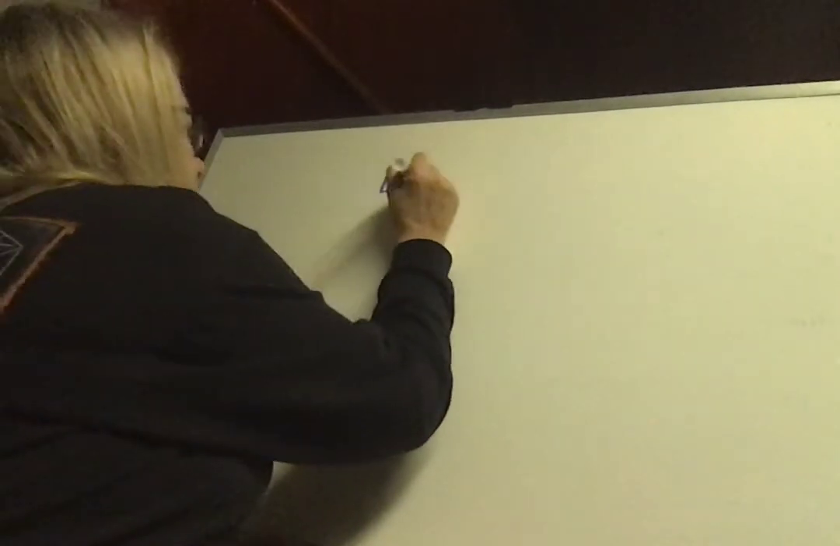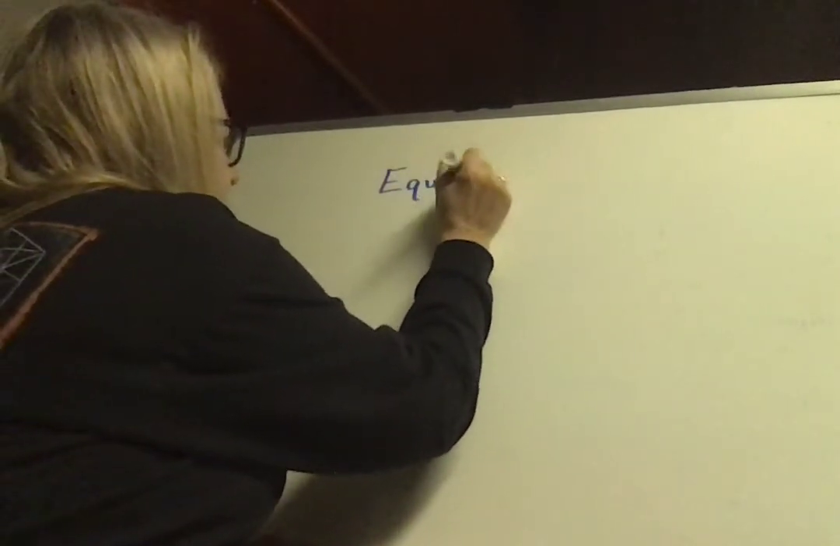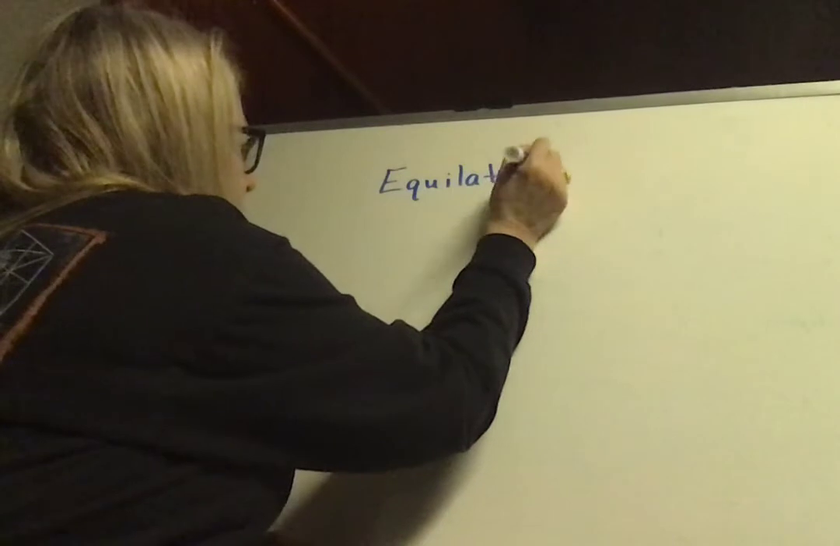Today is about equilateral and isosceles triangles, finding the sides or the angles of either one, given whatever information is given. So let's first look at equilateral triangles.